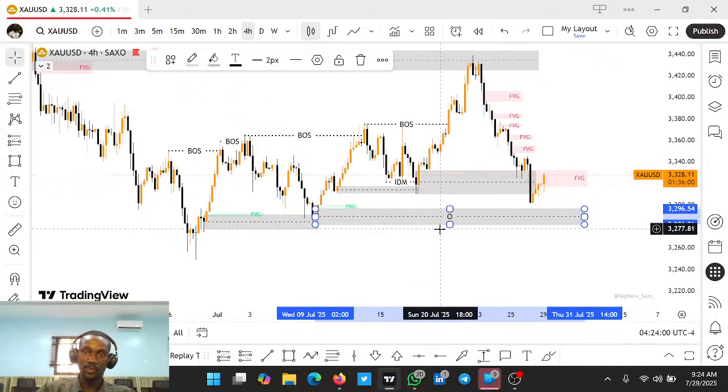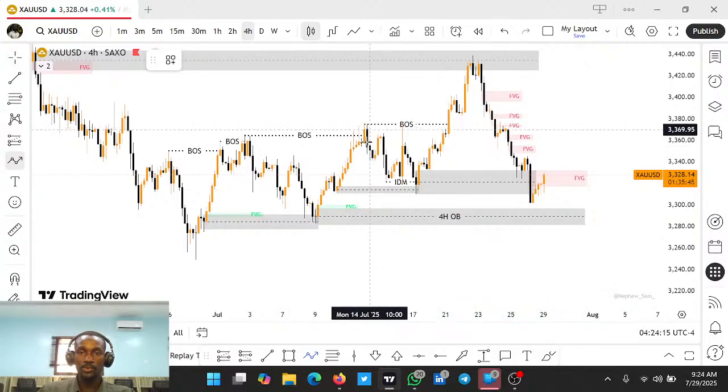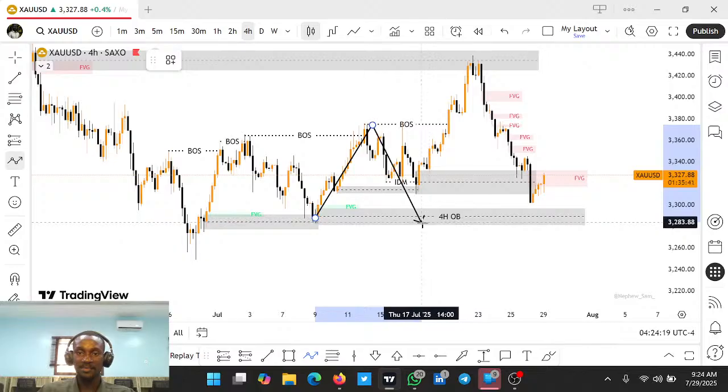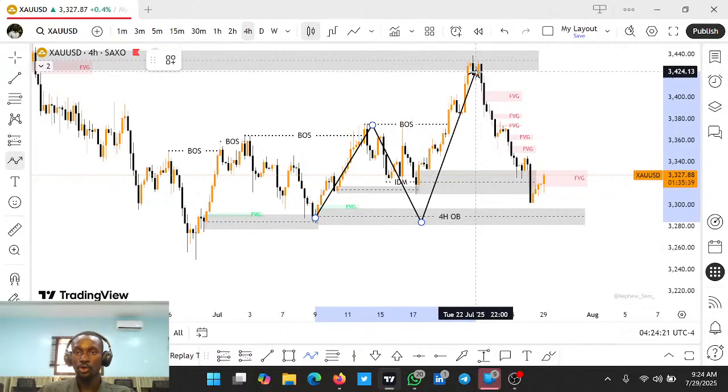I caught this while taking my students' live session yesterday. I caught this setup yesterday. This is a 4 hour order block, 4 hour OB. So now price was supposed to use this zone. It's supposed to be something like this, then tap into this and then break this structure.